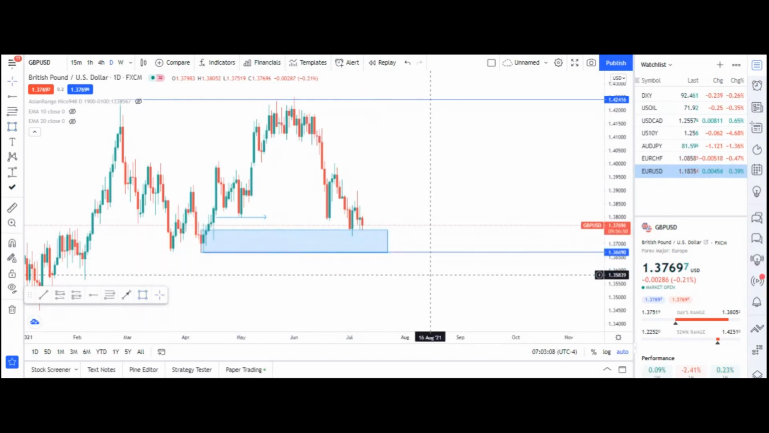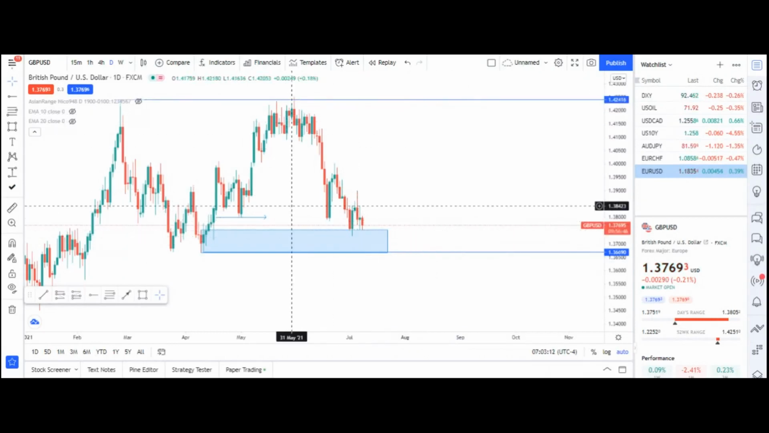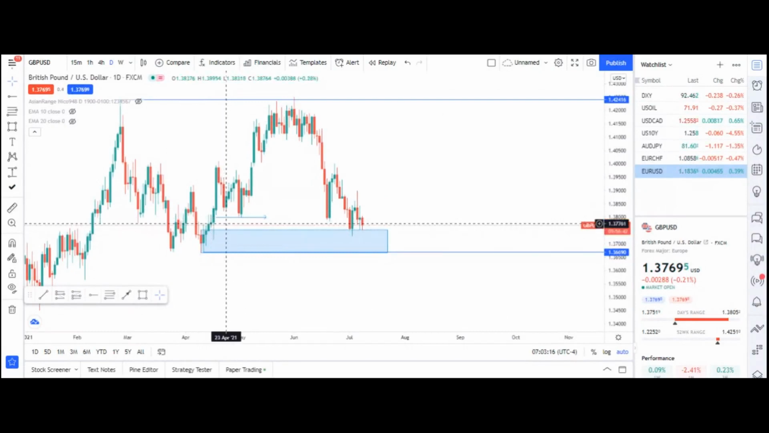But since we've tested that order block, are we not supposed to buy away from that area? Yes, we are supposed to buy away, but remember the order block has been tested previously by this candle. So any other block we are looking for is going to be within this bullish candle.